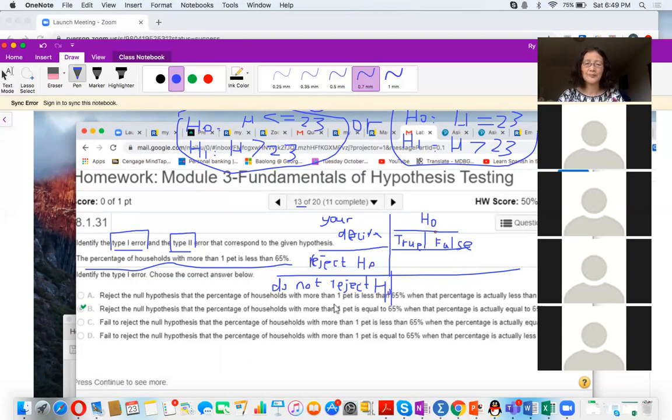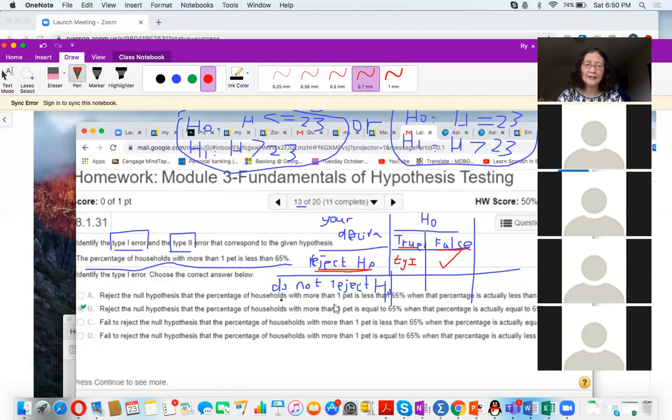All right, so now let's look at this picture here. When H0 is true, but you reject H0, you are making a mistake. That mistake is type one error. When H0 is false, you reject something that is false. You did the correct thing, you are correct.